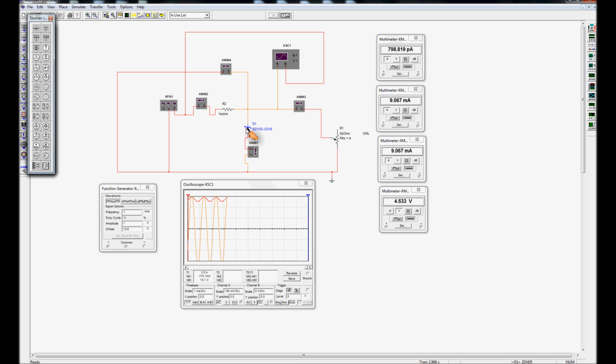So this circuit demonstrates how a Zener works, but to make it effective as a voltage regulator, we need to use it in another circuit with additional circuitry. Okay, so we'll move on from here.